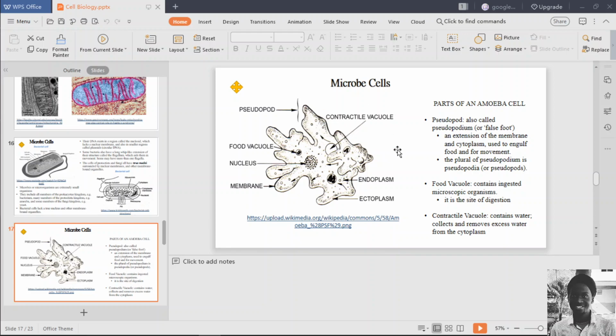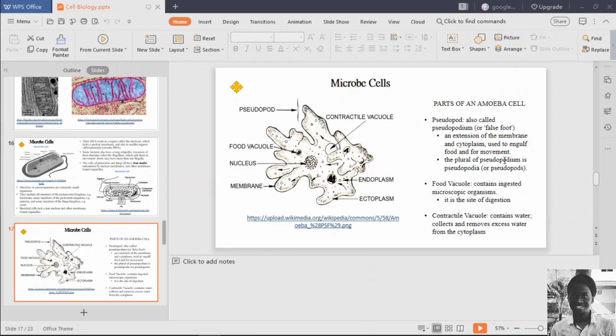Now, the amoeba also have these food vacuoles, and they actually contain microscopic organisms that have been ingested by the amoeba. They are actually fragments of the membrane. So when the amoeba engulfs its food, part of the membrane is pinched off and moves inside the cytoplasm, inside the endoplasm, as it's called. The food vacuole is the site of digestion.